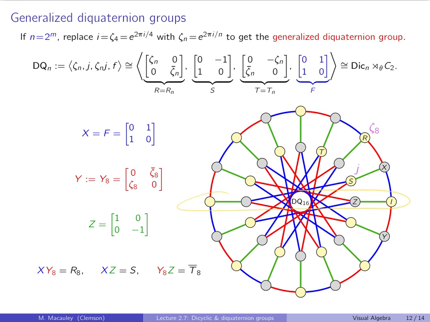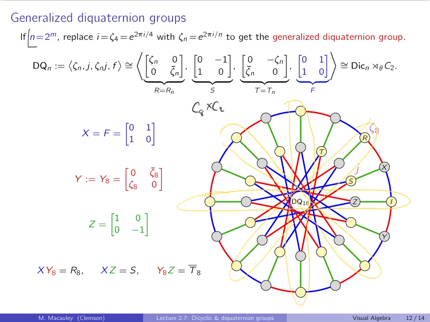If you take all of the elements that are on every other line, then you get an abelian group. So in this case, you get C8 cross C2. And this construction, again, generalizes for any n that's a power of 2. So you can start with any generalized diquaternion group and throw in a reflection matrix to get a group twice as big.